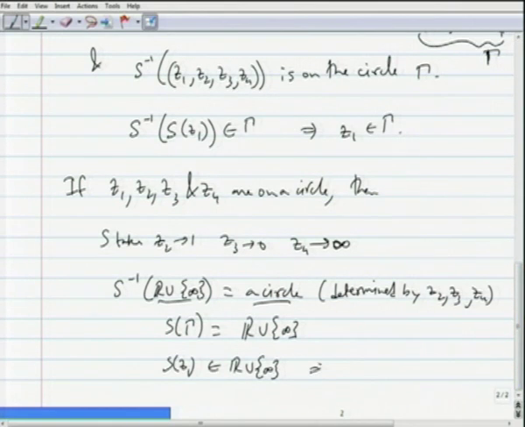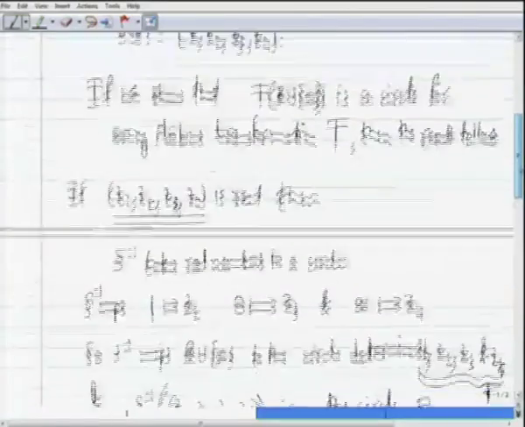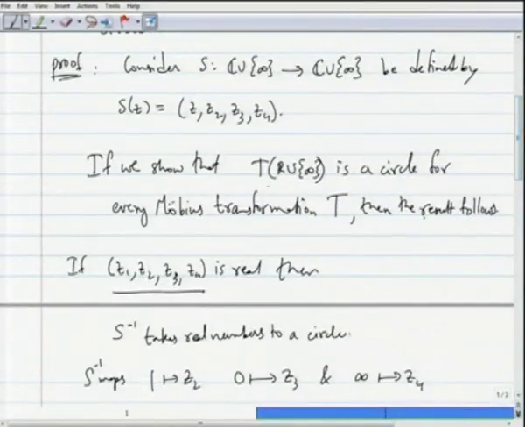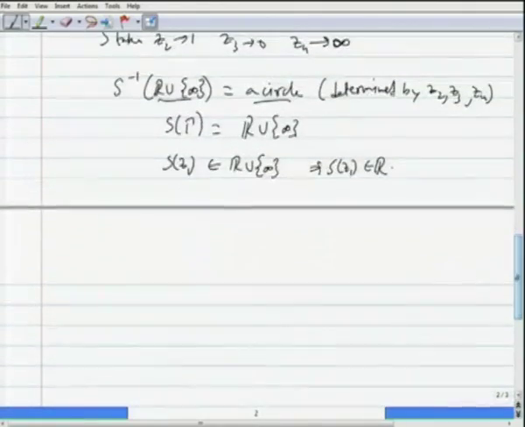So, S of Z 1 belongs to R. It's a real number, which means the cross ratio is a real number. So, if we assume or if we prove that T of R union infinity is a circle for every Mobius transformation T, then we are done. So, we'll show that part here.